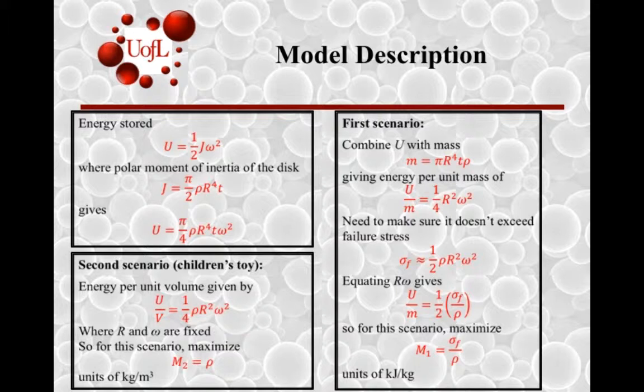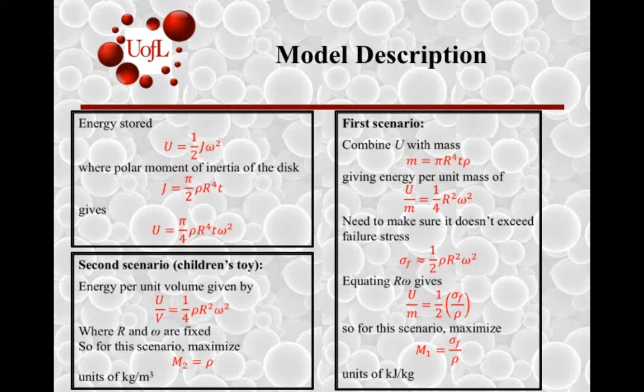So in both scenarios, we started with energy and came up with a similar equation. In the first scenario, like I said, we're doing it per unit weight or per mass. So we end up getting a material index with the stress over the density. We want to maximize that in order to get the most energy per unit mass out of the flywheel.